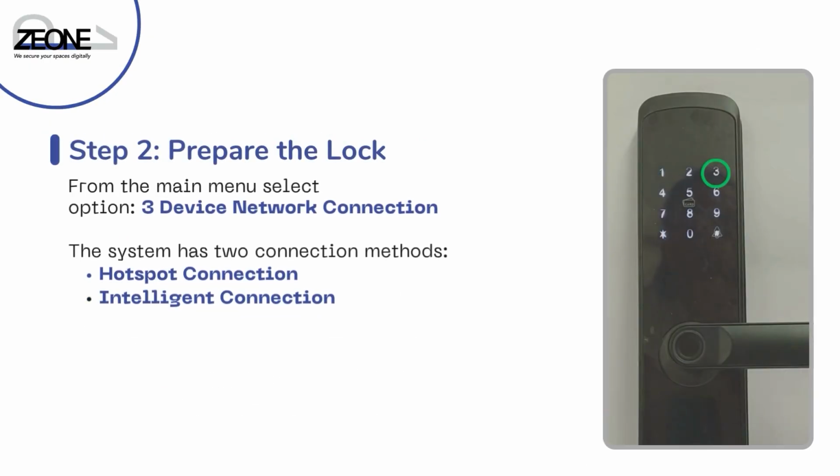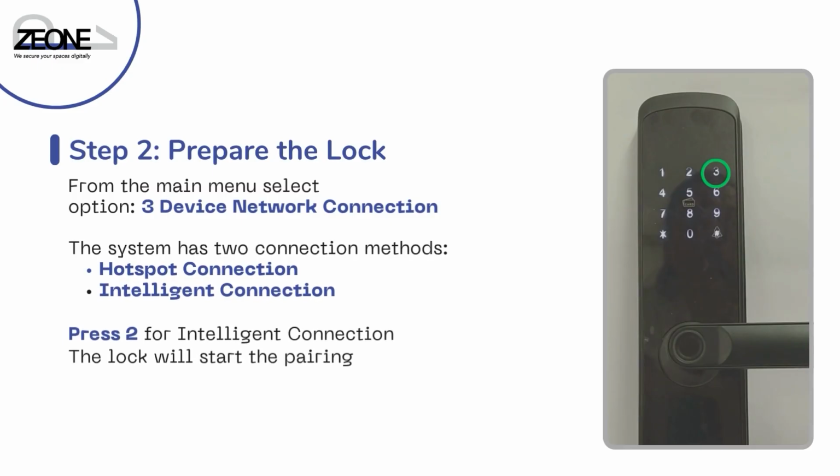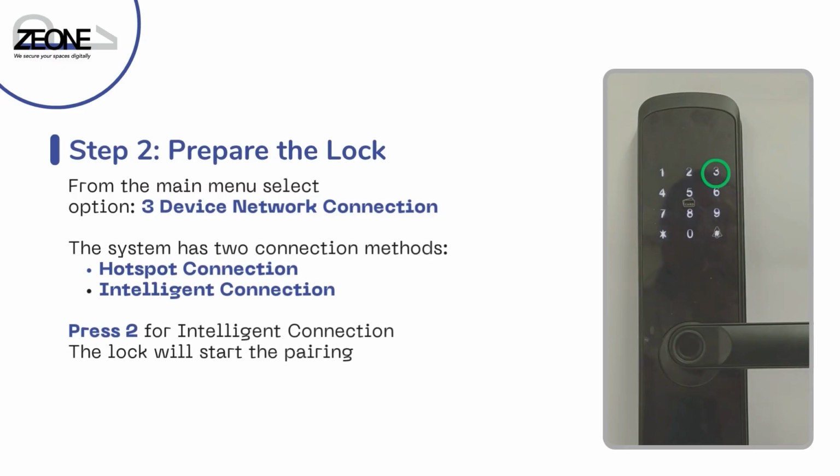Step 2. Prepare the lock. From the main menu, select option 3, Device Network Connection. The system has 2 connection methods, hotspot connection, intelligent connection.